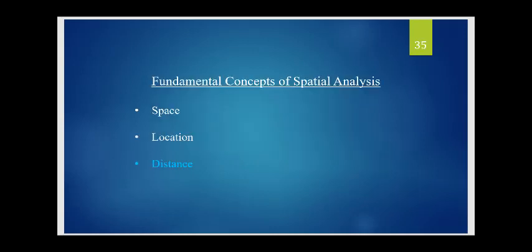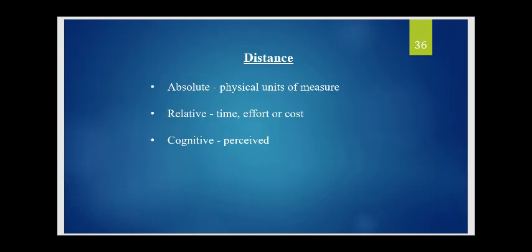The third fundamental concept of spatial analysis is distance. Distance is described in absolute, relative, and cognitive terms. Absolute distance is a physical unit of measure. For instance, the number of miles between downtown Houston and downtown Toronto. Relative distance is calculated by measuring distance using metrics such as time, effort, or cost. For instance, the distance of two cities may be 2,000 miles apart, which is an absolute description of distance. When the distance between two cities is measured in tanks of gas or mileage charges, it is described in relative terms.